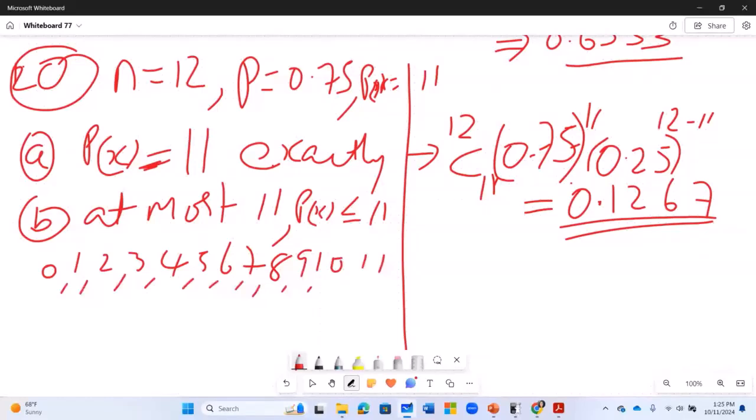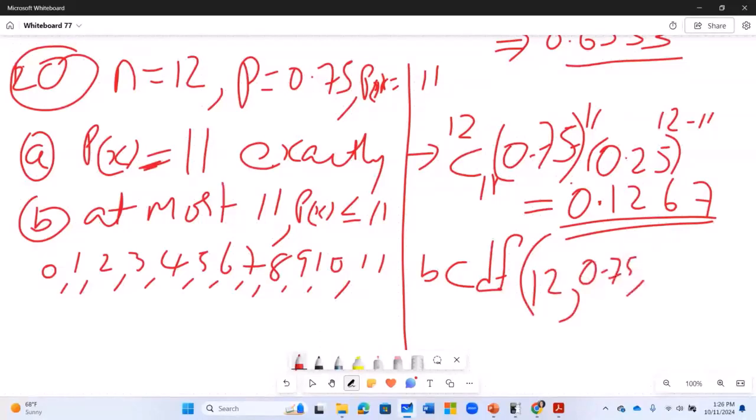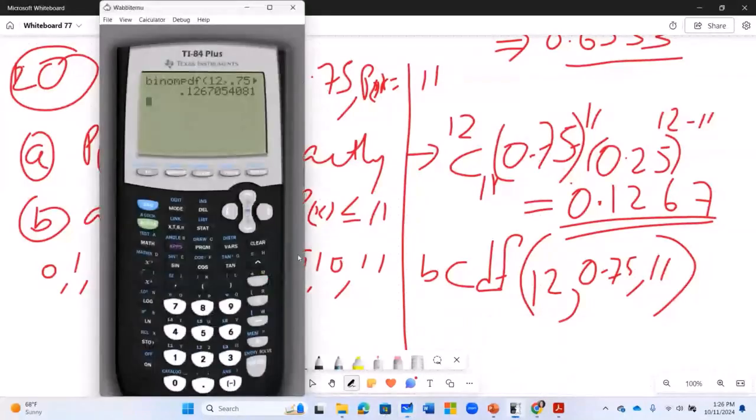Okay? But I can use my calculator. So I can say binomial cumulative density function. Sample space is 12. Success is given to me as 75%, or 0.75. And I'm told to start from 11 and cumulate down. It's very easy. You get your calculator and put that in. Remember that this is PDF. You cannot use PDF when you are accumulating. Whenever you're answering an at most question, you cannot use PDF. PDF is an exactly question.